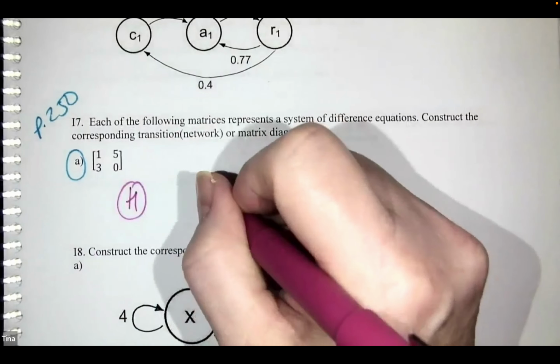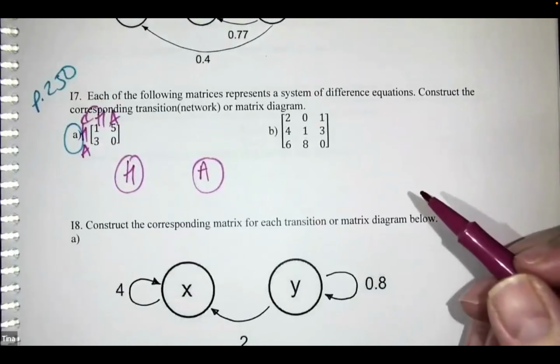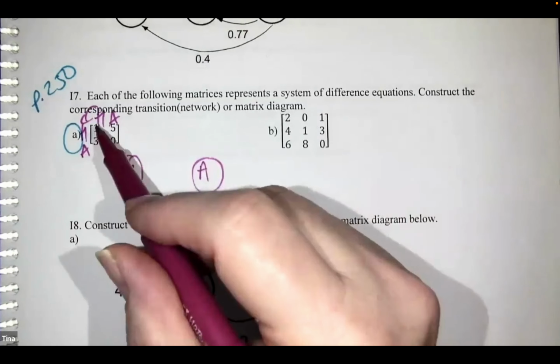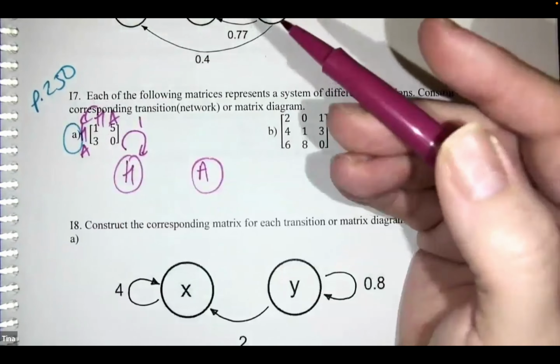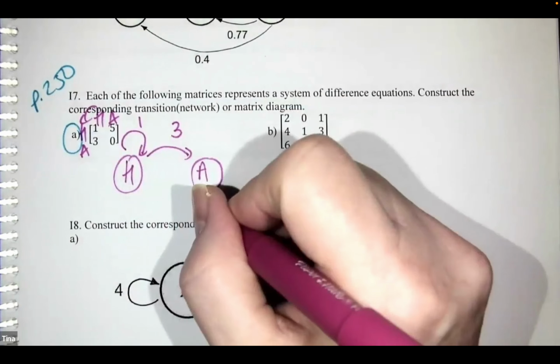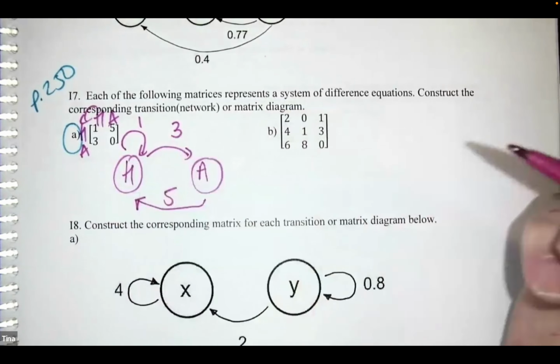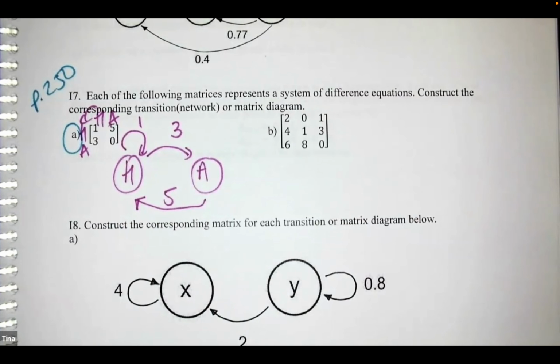Okay, so if we have hatchlings and adults, here we're saying hatchling to hatchling, so that's a 1. Hatchling down to adult, that's a 3. Adult to hatchling, adult's producing 5, and adult to adult is 0. Okay, so that's what we're looking at in terms of section I. Any questions?